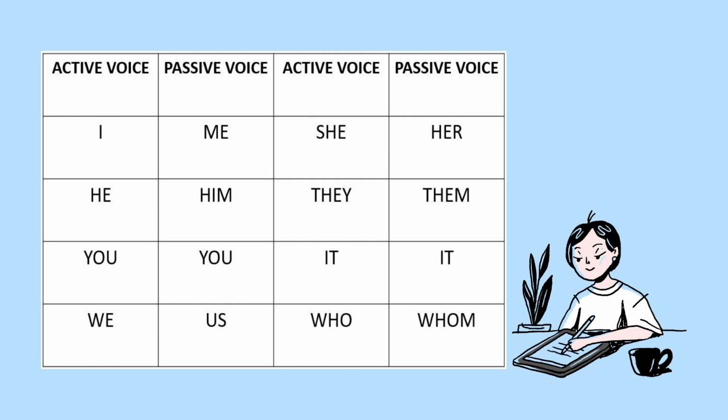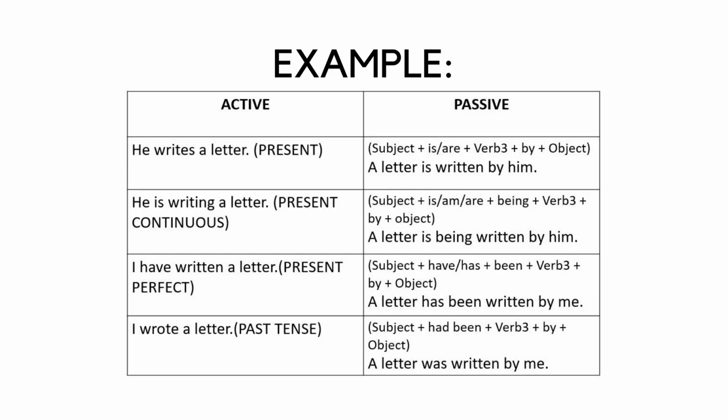Now, as we know, the subject in active becomes the object in the passive. Let us see several examples of turning the sentences from active to passive voice. As you can see into the table, there are two columns. There are certain sentences written in the active voice and also the passive voice of the sentence is written in the next column. Let us take the first sentence.